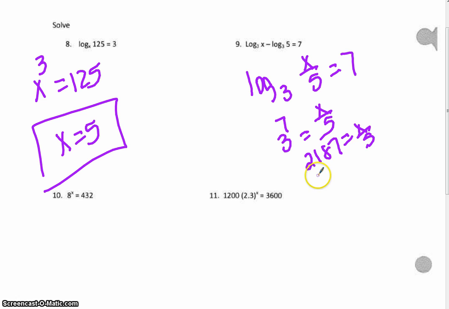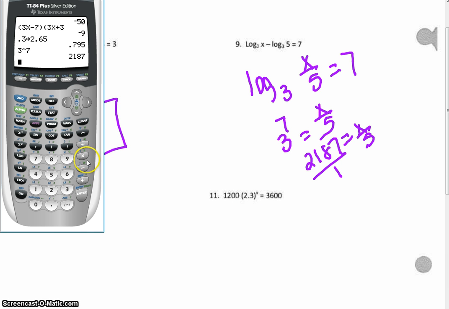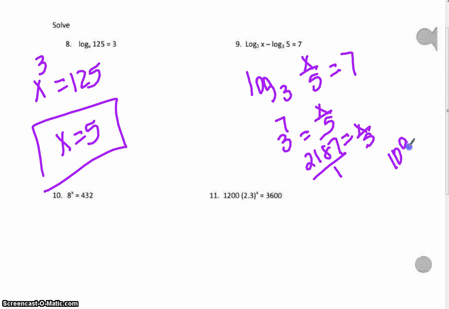You can either put the 2187 over 1, cross multiply and divide, or just realize you're going to multiply 2187 times 5, and you get 10935. 10,935 is your answer.